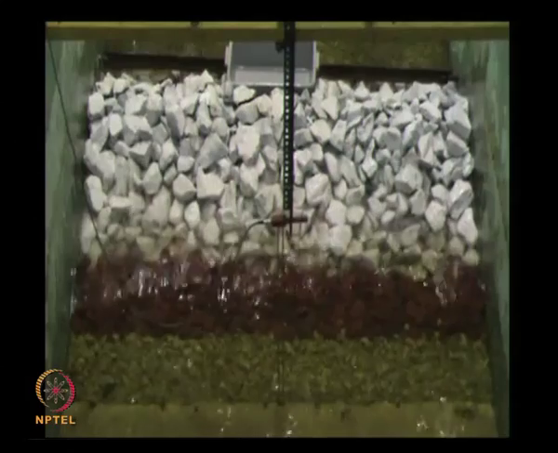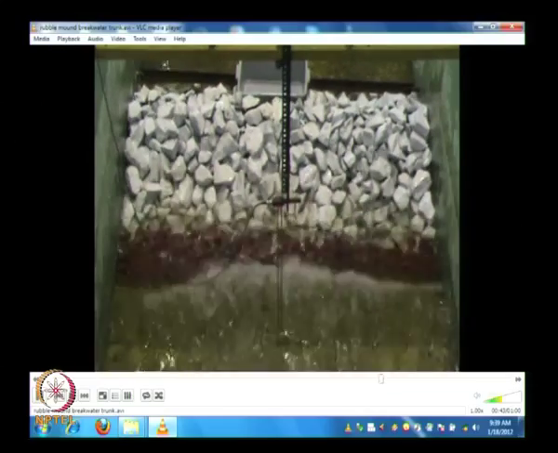So what is the design issue here? The design issue for this type of breakwater is that you have to find out the weight of the armor unit. For a rubble mound breakwater, you have to find out the weight of the armor. There is a formula called Hudson's formula. I will be discussing only that formula. There is another formula called Van der Meer, I will not be discussing that. I will be discussing only the Hudson's formula.